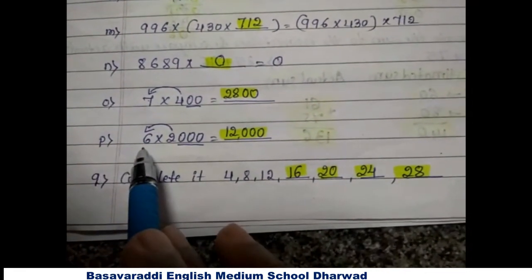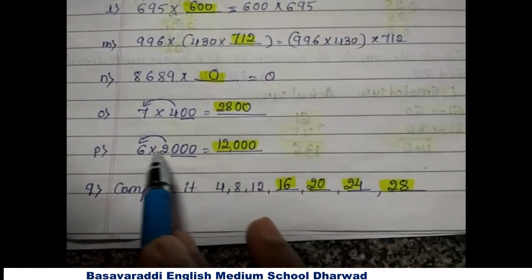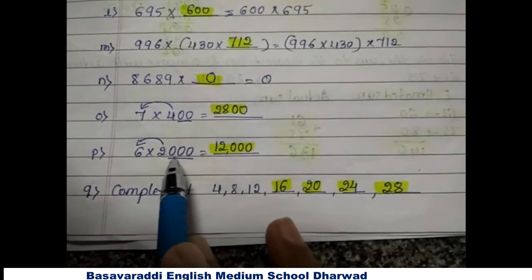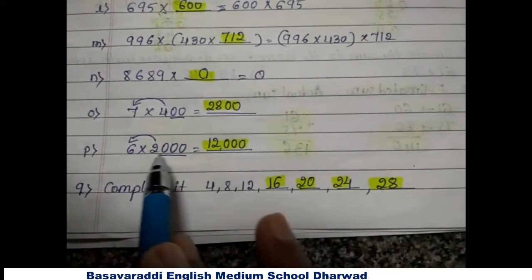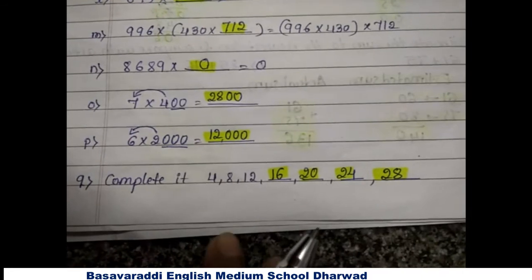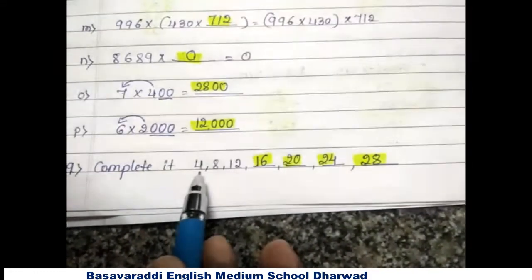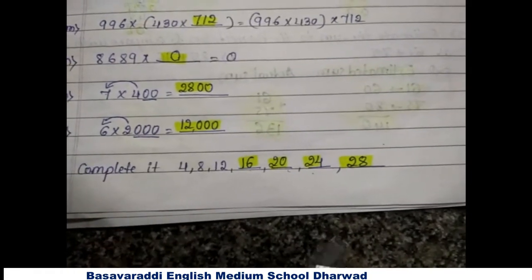The P question, 6 into 2000. First multiply the non-zero parts. So 6 and 2 are the non-zero parts. 6 twos are 12. Then put the zeros. How many zeros here? 1, 2, 3. So put 1, 2, 3. That means the product of 6 into 2000 is equal to 12,000. Next, Q question, complete it. 4, 8, 12, dash, dash, dash, dash. It means the multiples of 4. So 4 ones are 4, 4 twos are 8, 4 threes are 12, 4 fours are, 4 fives are, 4 sixes are, and 4 eights are. These are the multiples of 4.